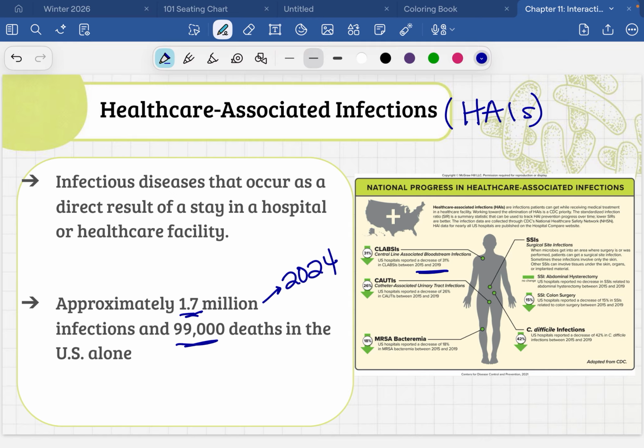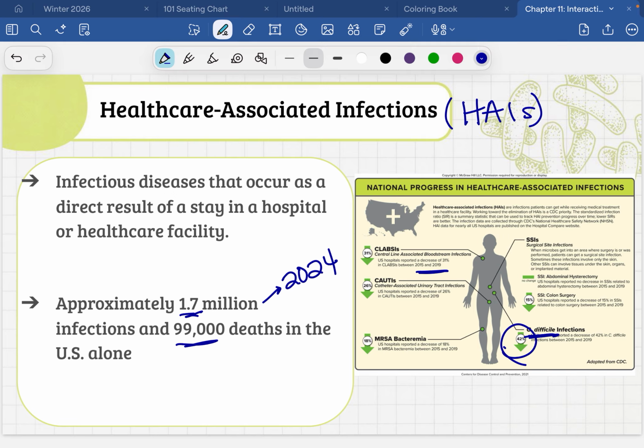And a lot of those policies and procedures that were put in place to do this have been really, really successful. You can see that C. diff, which we're going to talk more about in just a second, C. diff infections are down 42% in just 4 years, which is really incredible. Almost cut in half in just 4 years.